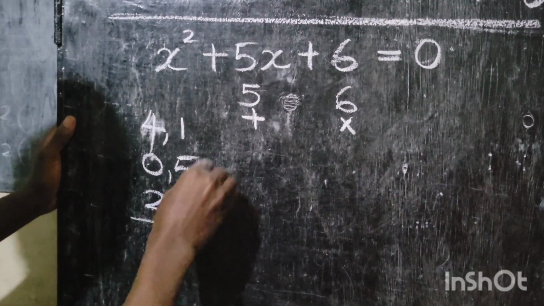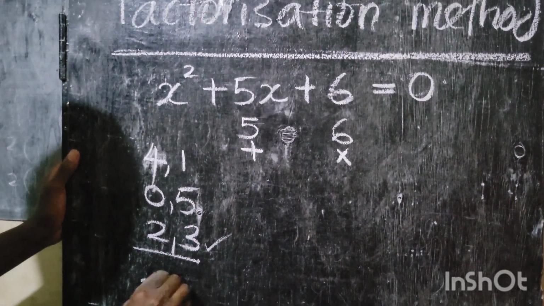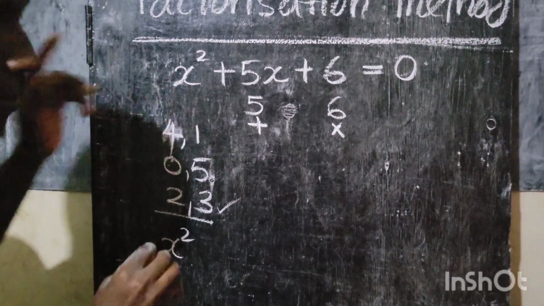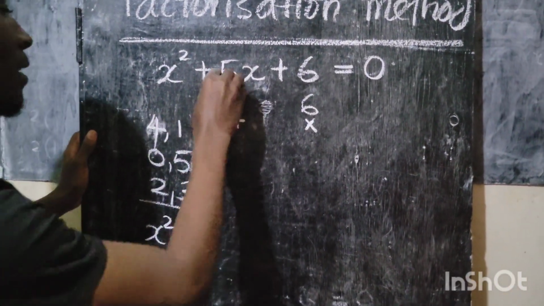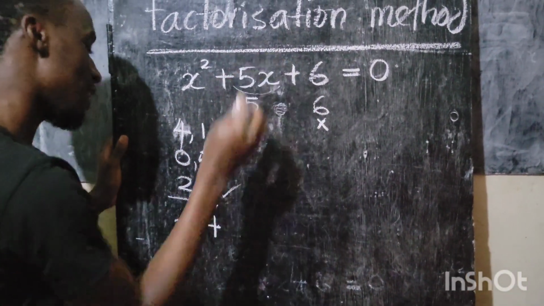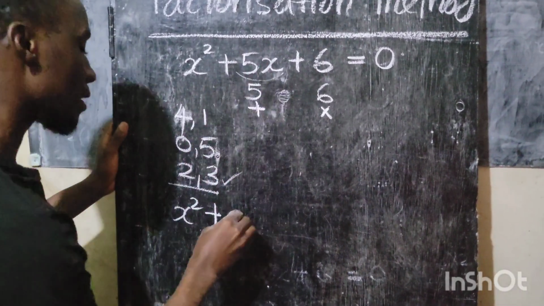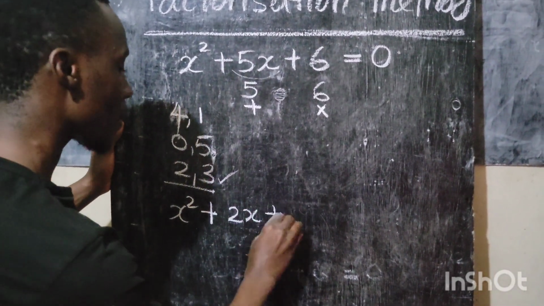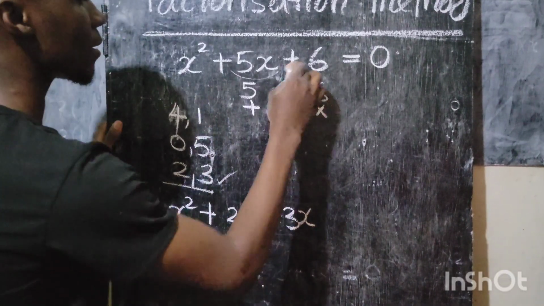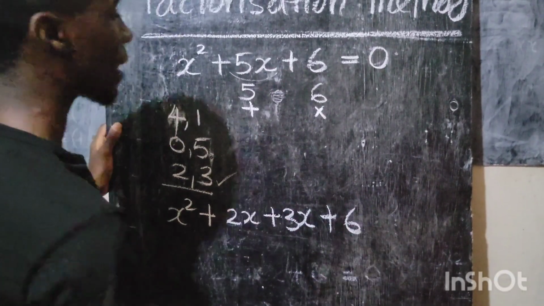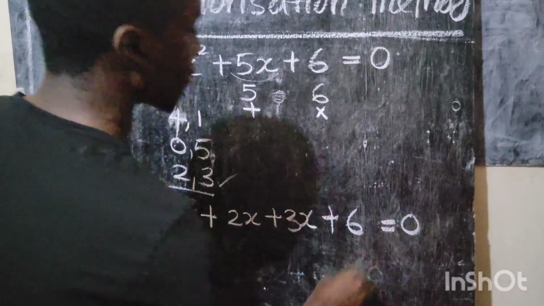So this is the correct pair of numbers we should use, and this is how we shall use them. We shall get our x squared plus, now this 5x shall be broken down into two terms using these numbers. So 5x shall be 2x plus 3x. Then we continue with our plus 6, all equal to 0.